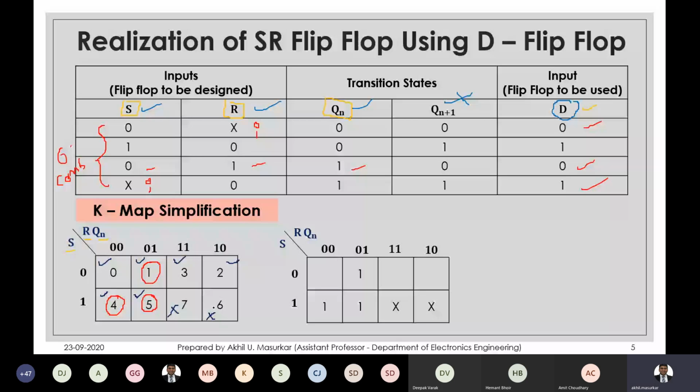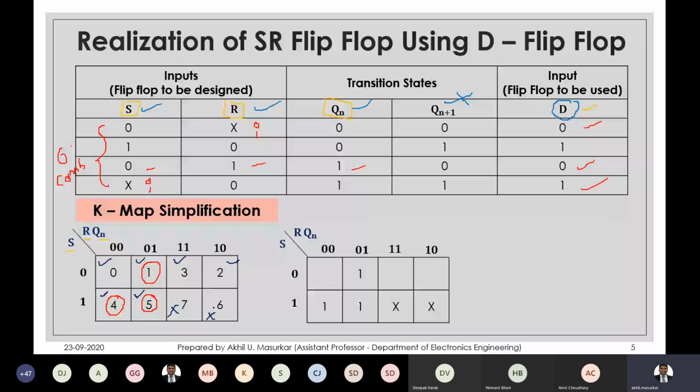So it is very simple actually. That is, D is a function of S, R and Qn. But wherever you see X, there are two conditions there. So in all, if there are four and two don't cares, we get six. With three variables, we get eight combinations, but there are only six inputs. So we identify which ones are not part of this input, and then we just put a don't care in that place. In this case, 7 and 6 are not a part, so we put don't care there.